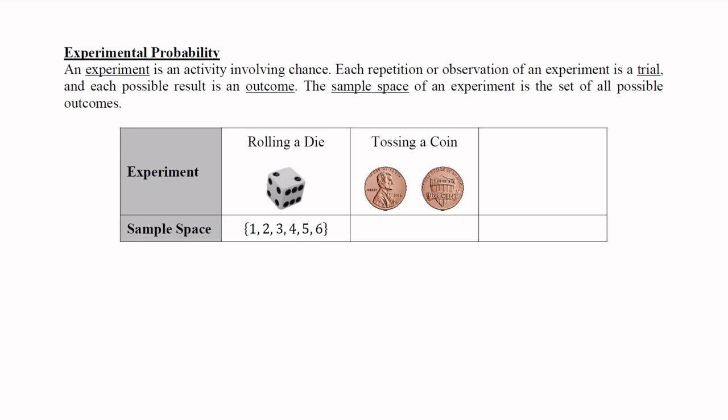When it comes to tossing a coin, you can either have heads or tails. Spinning a spinner with 4 numbers, your outcomes are either 1, 2, 3, or 4.